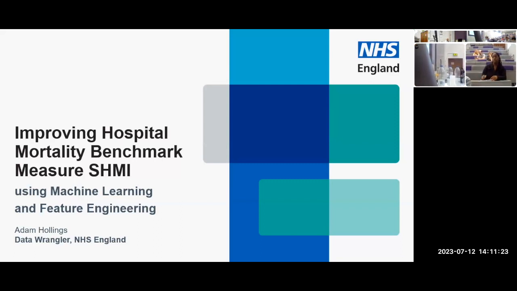And today I'm going to talk about my NHS project, which is trying to improve the hospital mortality benchmark measure, the SHMI, using more granular diagnostic encoding.